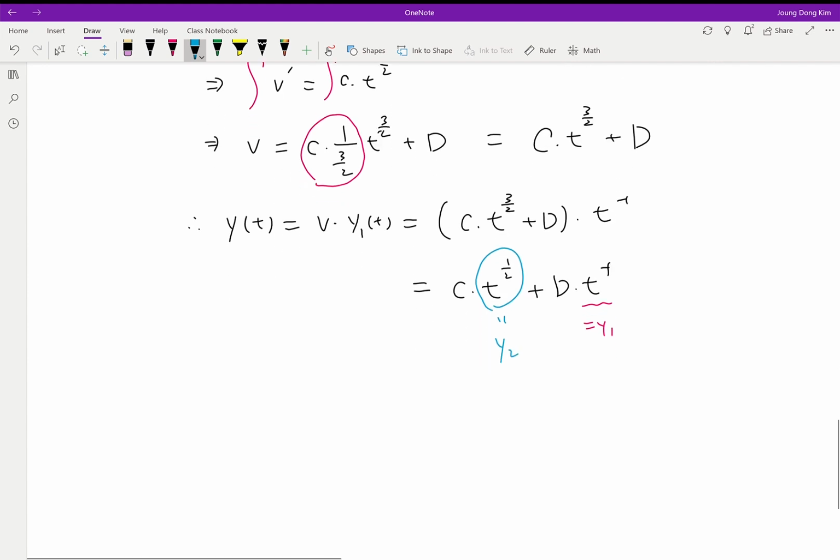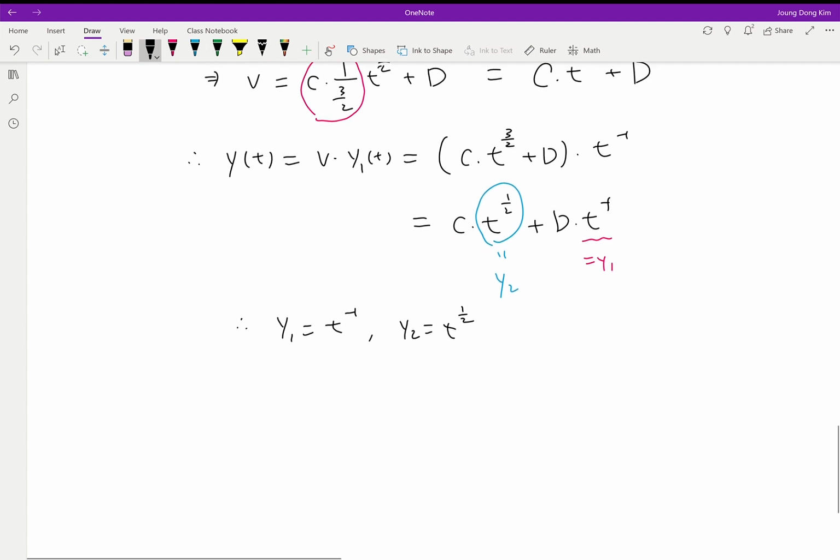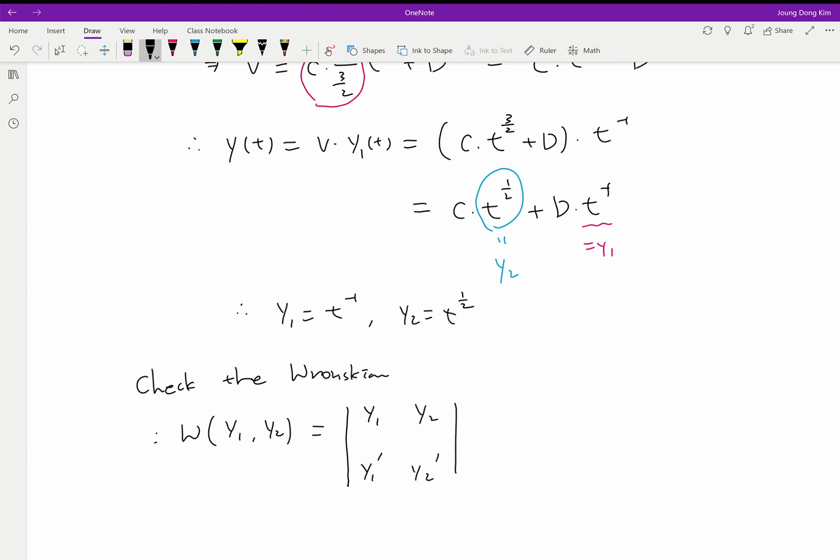Okay, so finally I can say my y1 is given by t to the minus 1, and y2 is t to the 1/2 now. When we find these two, then we have to double check that these really form the fundamental set of solutions. So how can I do it? You have to use the Wronskian. That's a really important part. The Wronskian of y1, y2 is equal to the determinant of y1, y2, y1 prime, and y2 prime. Let me plug in everything.